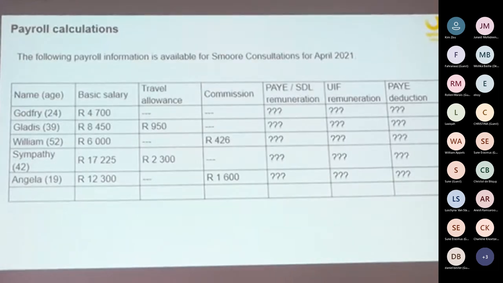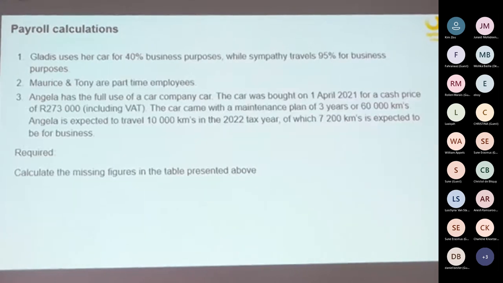I want to go to Angela. Angela receives a basic salary, no travel allowance, commission, and she receives a company car. I want you to work out the fringe benefit on the company car.